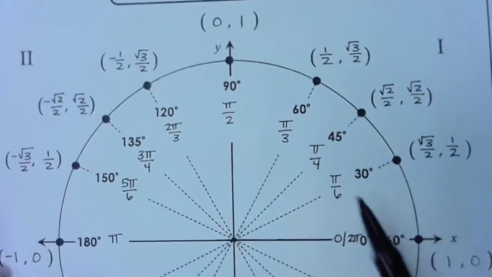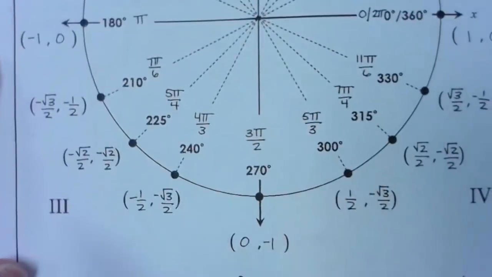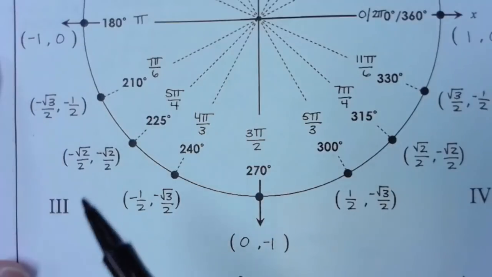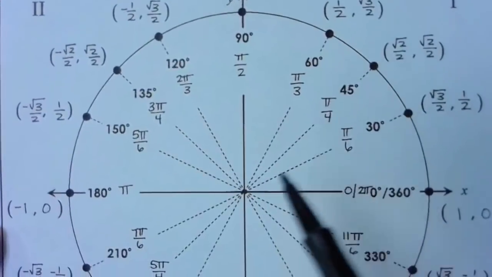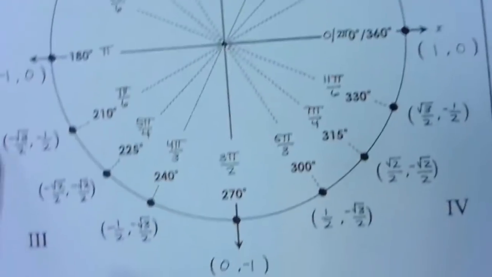That'll give you a negative. Here they're both positive, so I'm using quadrant 1. Quadrant 3, they're both negative, so it'll give me a positive. So for cotangent greater than 0, I'm using quadrant 1 and quadrant 3.